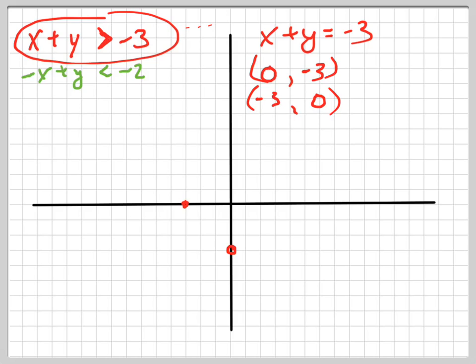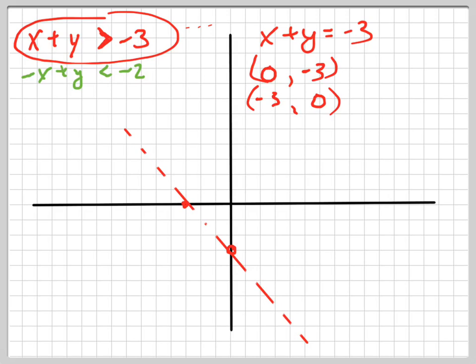Alright, now we're going to make a dotted line between them. I'm going to go ahead and make a solid line. So maybe I will make a dotted line. No, I'll make a solid line because I don't know how to make a dotted line on this. And it's going to go through both of these points, roughly. And now I'll make it into a dotted line.